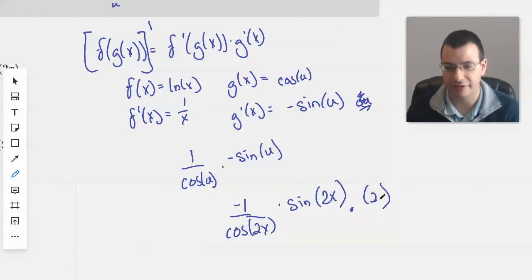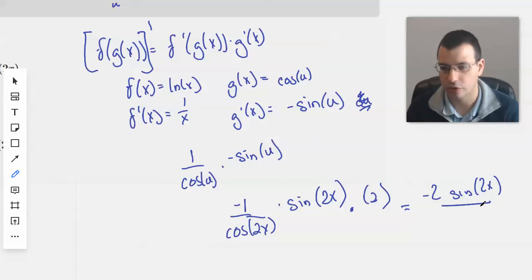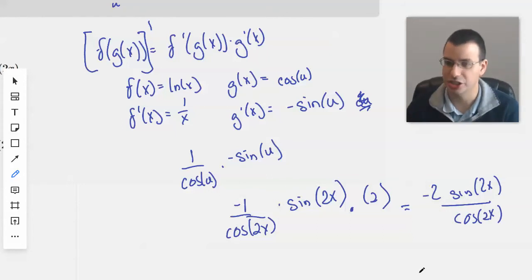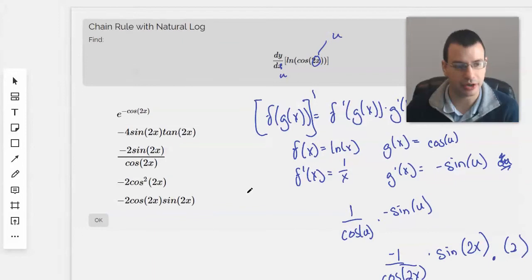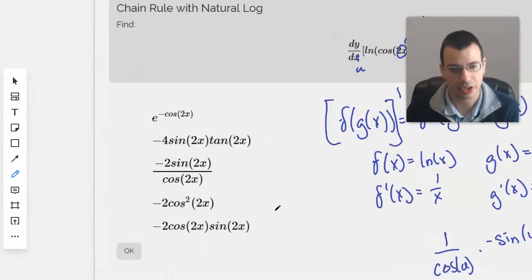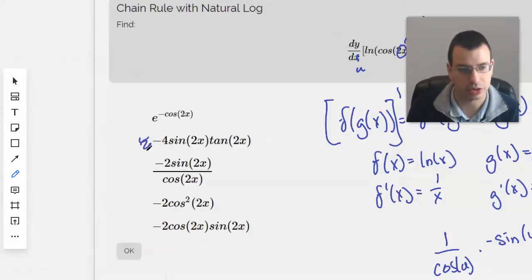So we should have negative 2 sine of 2x over cosine of 2x, which would also be negative 2 times the tangent of 2x. Let's see what we got here. Yep, so it's right here. This would be the answer.